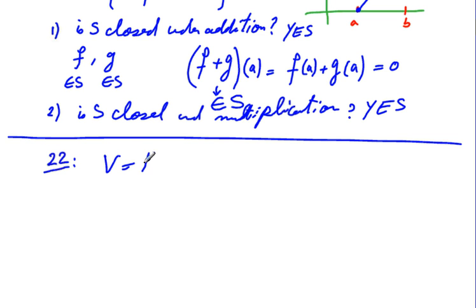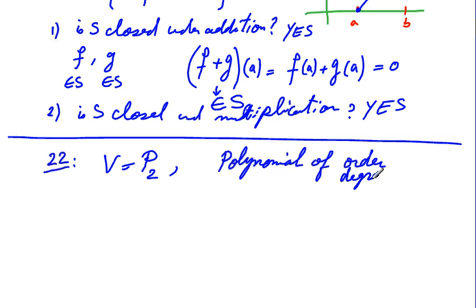V is equal to P2. So I'm explaining really what these notations stand for, and if you read the text, you'll get a better explanation. And what does P2 stand for? P stands for polynomial of order or degree up to 2. Not that it is 2, but it's up to 2.